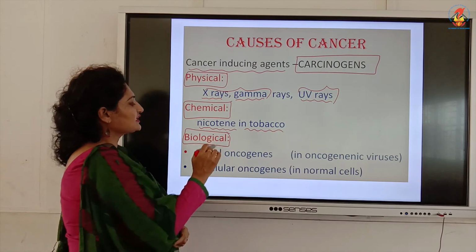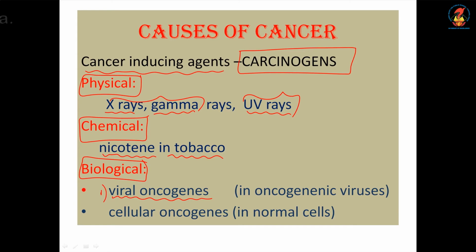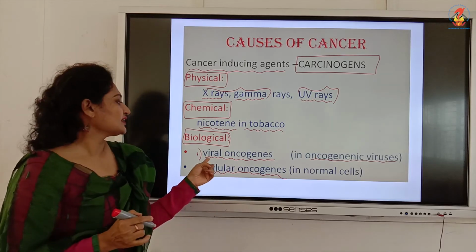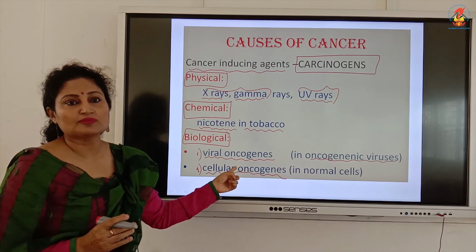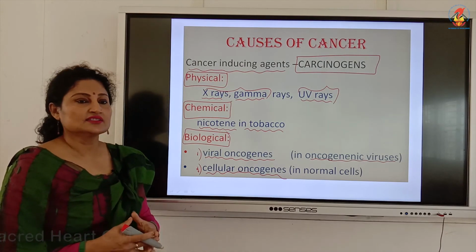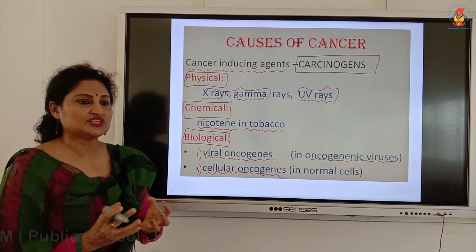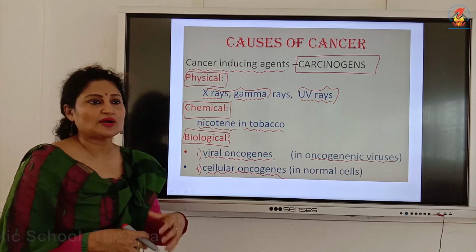Then biological carcinogens, we have two important ones, viral oncogenes and cellular oncogenes. Viral oncogenes are present in oncogenic viruses. So certain viruses are oncogenic. Once they invade our body, they introduce these viral oncogenes, which bring about oncogenic transformation of the cells. Our normal cells show uncontrolled growth and division and get differentiated into masses of cells which are malignant.